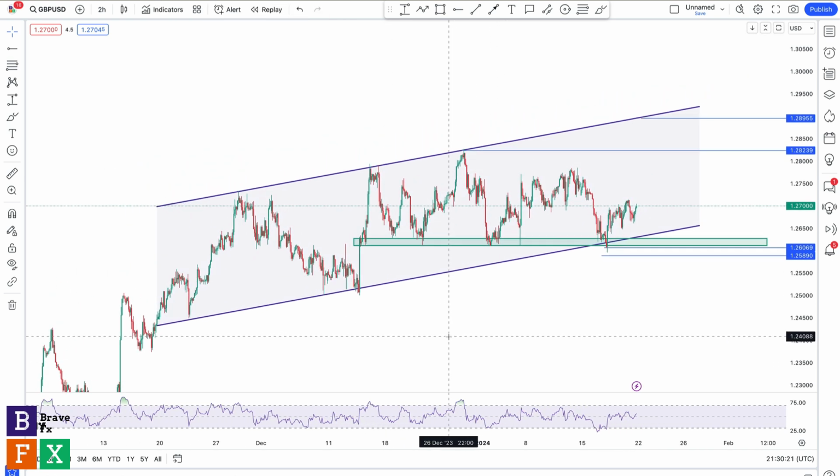Trade with good risk management, guys. There's nothing guaranteed in the market, no matter how good a chart looks.